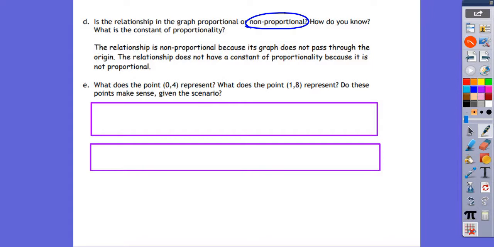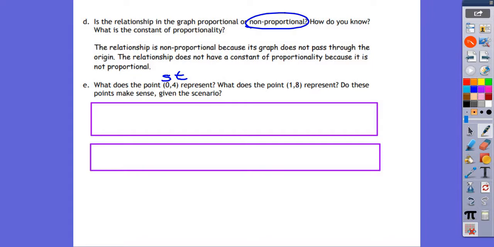E says, what does the point 0,4 represent? Well, normally it goes x, y, but now it's going s, t. What did S stand for? Side. So what is my side for 0,4? 0. So I have no sides. But how many tiles do I have? 4. And it asks, does this make sense with the given scenario?